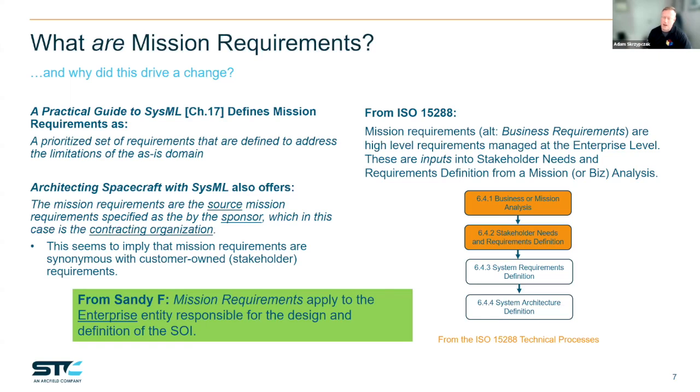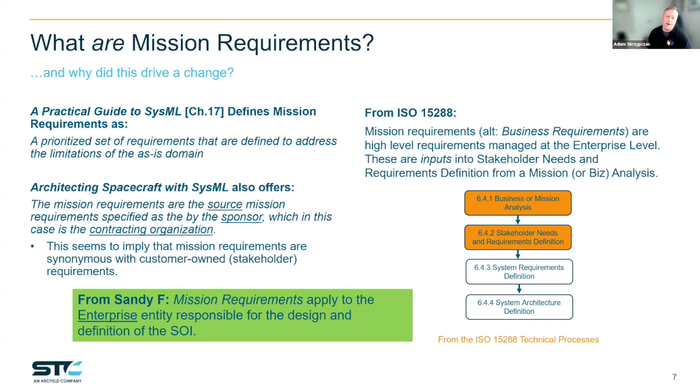If you look at the practical guide or some of the examples within Chapter 17 of the OOSEM, the way many of the mission requirements are stated or shown is from the subject of the system, like "the system shall." And that was one of the roots of our confusion: we have one set of requirements that say the system shall, but then we've got the system requirements that say the system shall. So what's the difference?